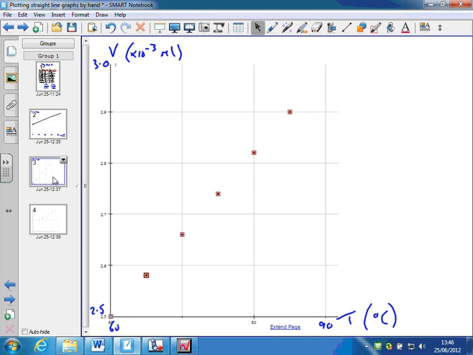So I need to set scales so that I can find the y-intercept. So my x-axis needs to start at 0, but my y-axis doesn't need to start at 0. So I need to try and choose a set of scales that will allow me to find the y-intercept, but also spread the data out as much as possible.